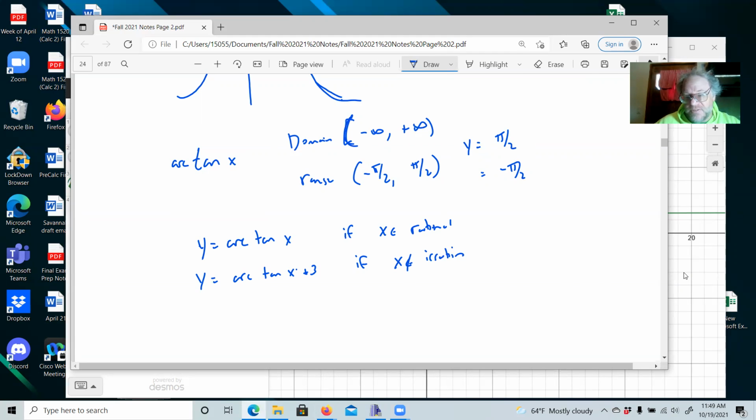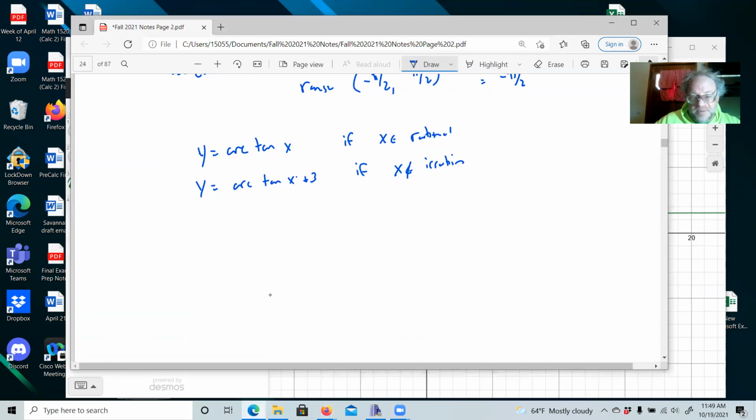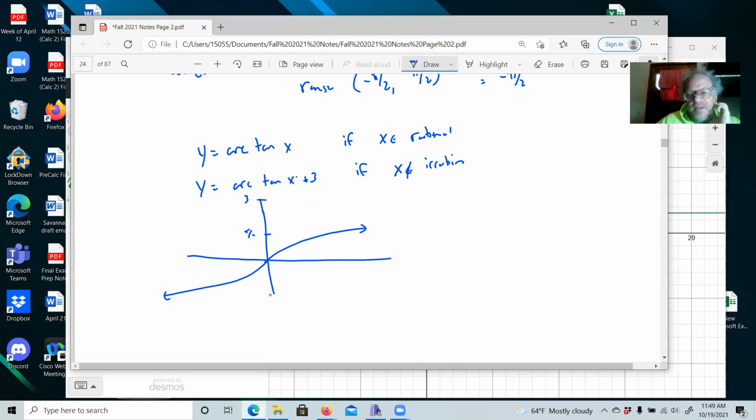I can't draw it for this. What it's going to look like is just our arctangent. Here's pi over 2, and then here's 3. So it would look something like 3 minus pi over 2, something like that.